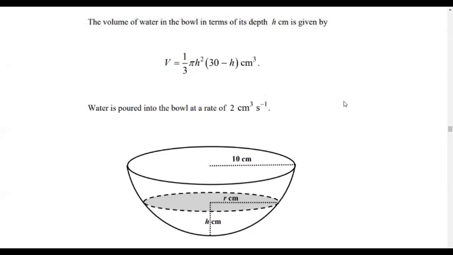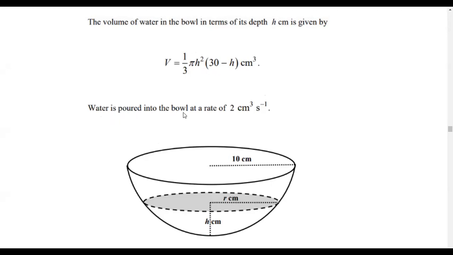So we've got a rate of change question here relating to water in a bowl. You've got a bowl as pictured down below. The volume of the water in the bowl, based on the height h as drawn here, is given by V equals 1/3 pi h squared (30 minus h). When they give you a formula like that, you don't need to prove it, you can just take it.